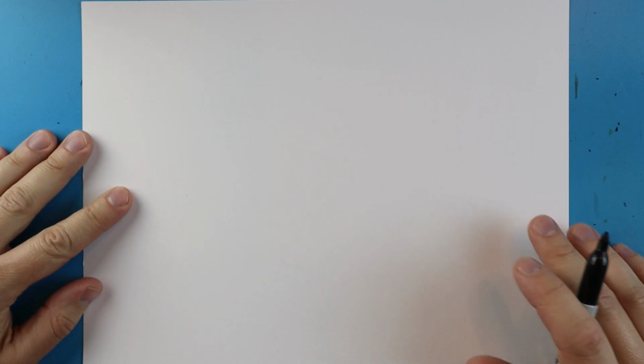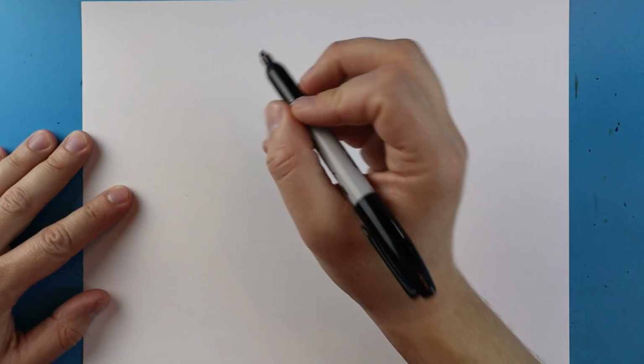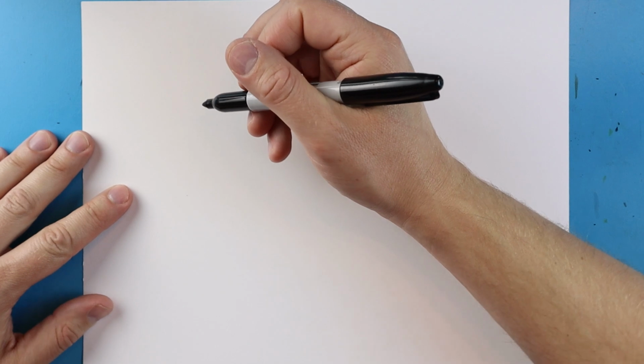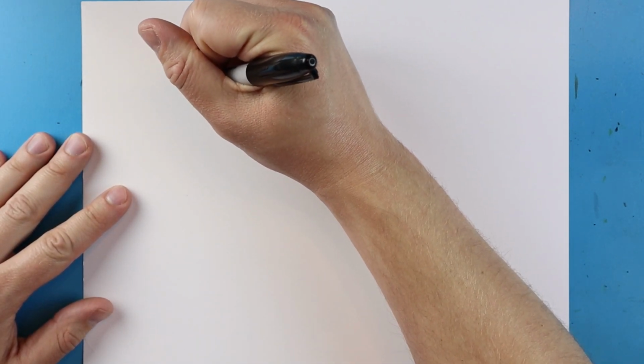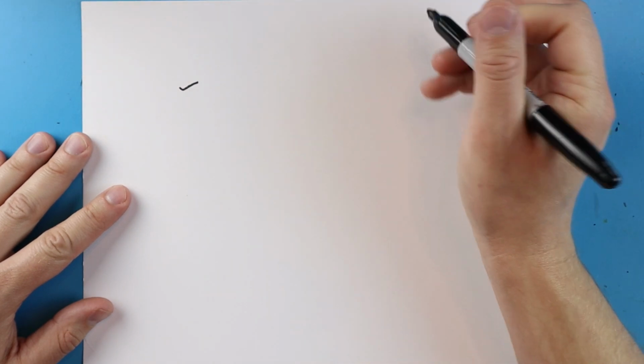Now, to start off with our Godzilla Among Us mod, we're going to begin with the face. So I'm going to start right here, and I'm going to make the eye of our Godzilla mod. So what we're going to do is we're going to start here. We'll make a little line that goes down, and then it's going to come back like a check mark shape.